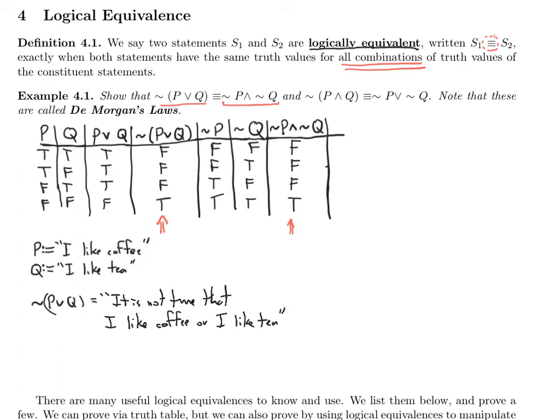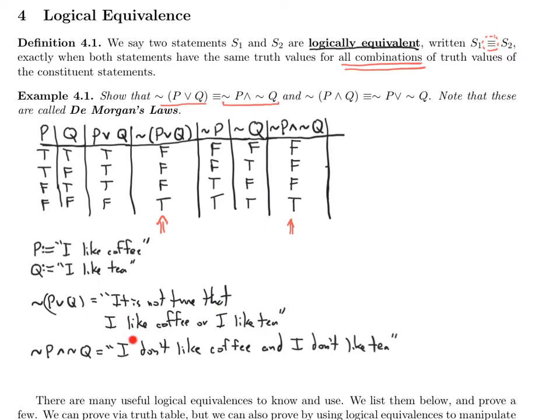And then, well, the negation of P and the negation of Q would be, well, I don't like coffee. That's the negation of P. And I don't like tea. That's the negation of Q. And remember, these are logically equivalent. They mean the same thing.